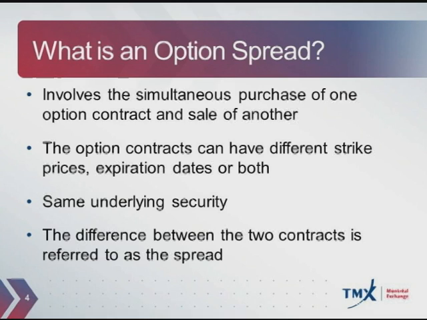So an option spread in general is really just the simultaneous purchase of one option contract and the sale of another. And that's one of the great advantages of the options market: because option contracts trade independently from one another, we can construct some very interesting strategies within the market to take advantage of all sorts of different market conditions and to meet all sorts of different objectives.